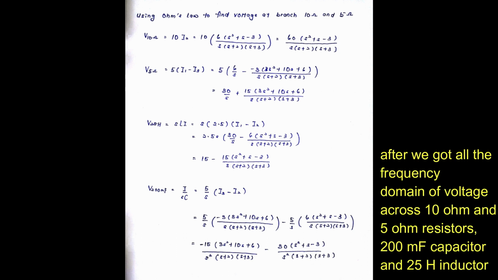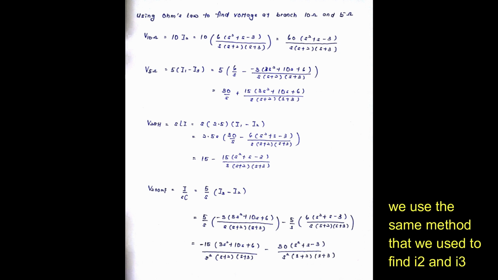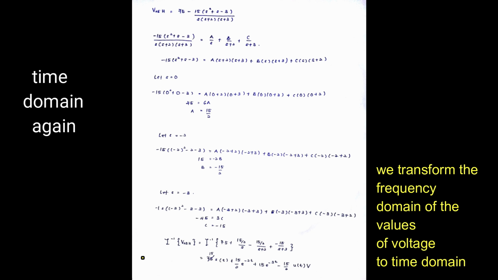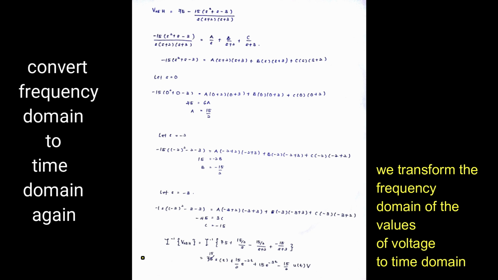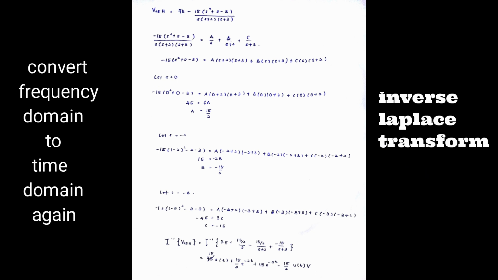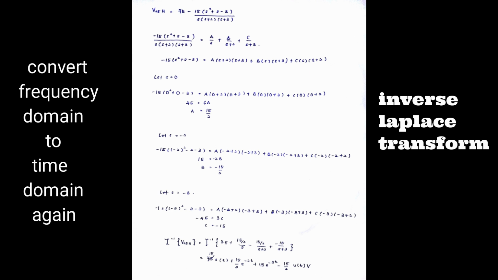After we got all the frequency domain voltages across the 10 ohm and 5 ohm resistors, the 200 millifarad capacitor and the 25 Henry inductor, we use the same method that we used to find I2 and I3, which is partial fractions, to find the values of the numerators of all the voltages. Then, after we got the numerators of all the voltages, we transform the frequency domain voltages to the time domain by using the inverse Laplace transform.